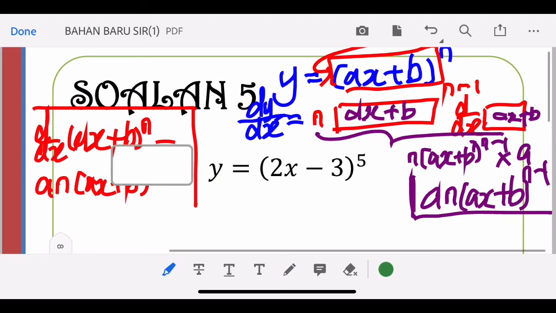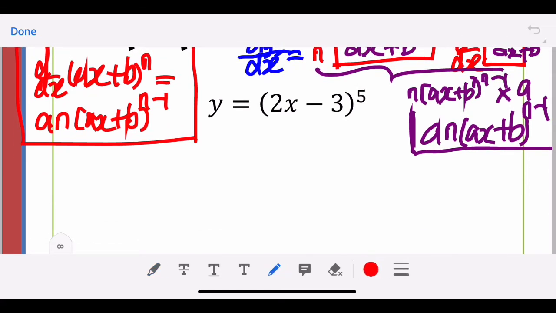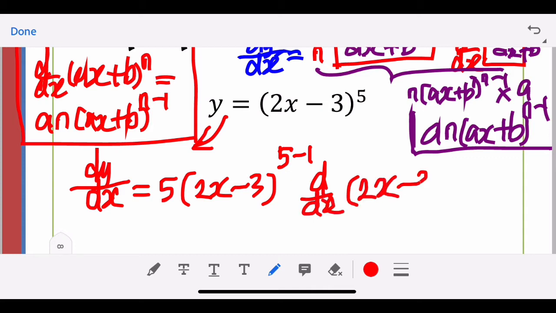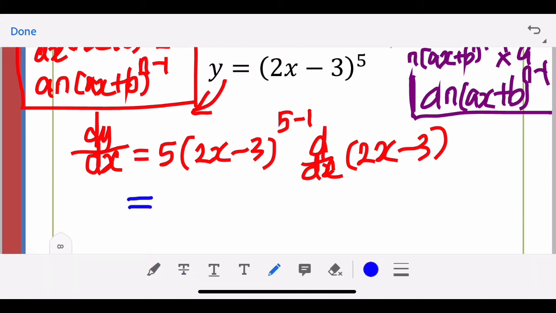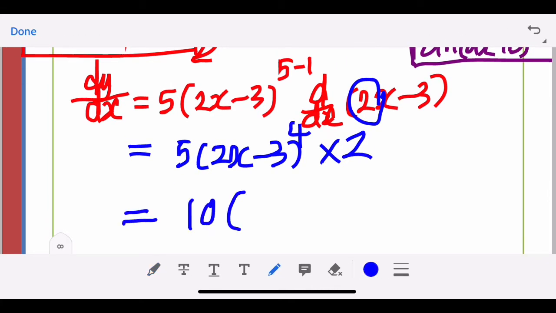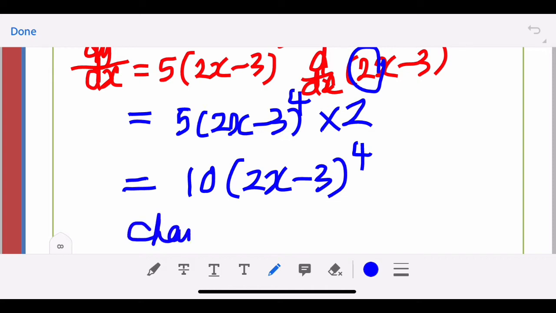y is equal to (2x minus 3) to the power of 5. So how do you do dy/dx? Let's write dy/dx is equal to 5 times (2x minus 3) to the power of 5 minus 1. Don't forget you have to differentiate 2x minus 3. If you differentiate 2x, you get 2. Negative 3, you differentiate, you get 0. So it's 5 times (2x minus 3) to the power of 4 times 2. Finally, you write your answer by multiplying the two numbers: 10 times (2x minus 3) to the power of 4. Alright, so this is the final answer using chain rule.